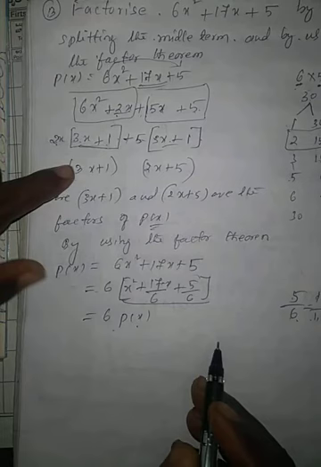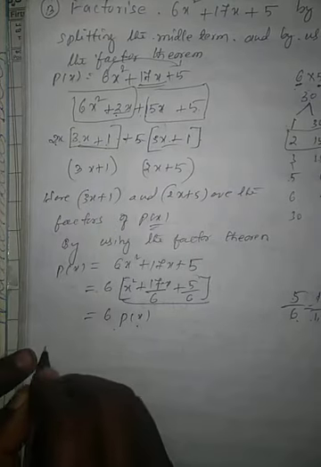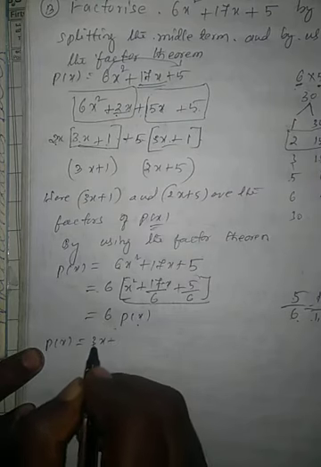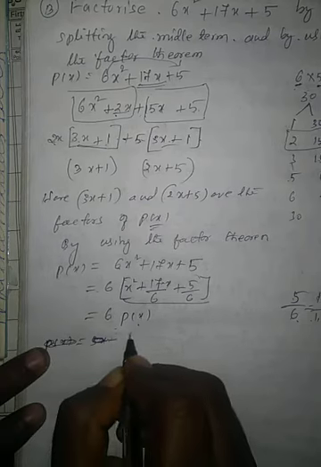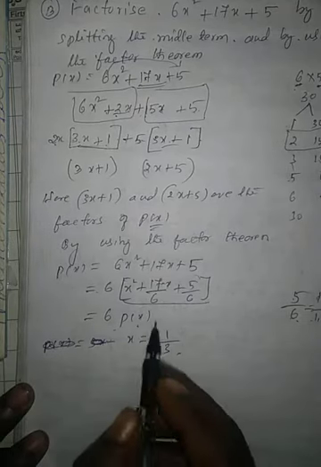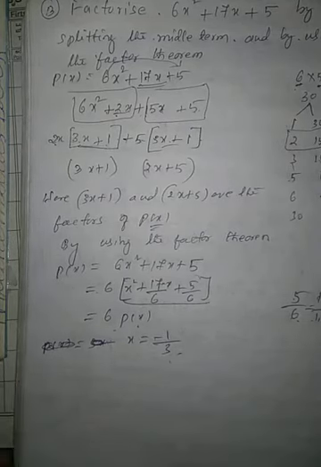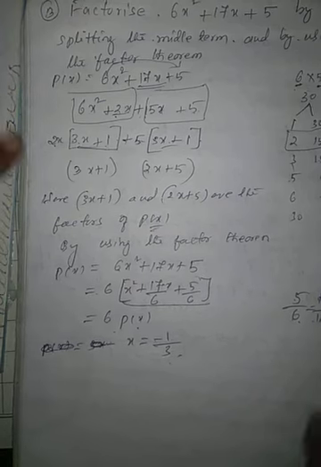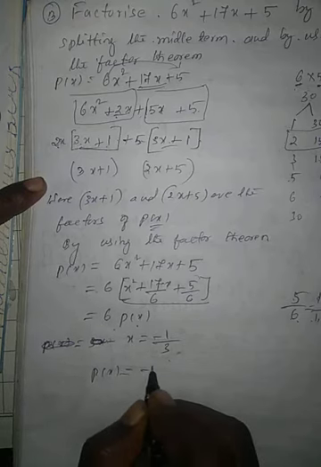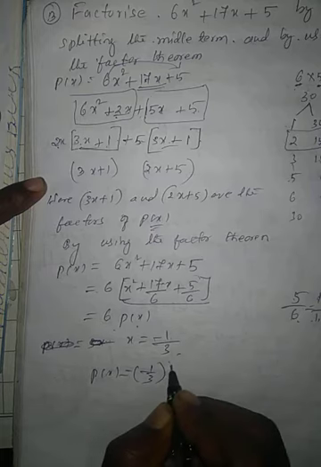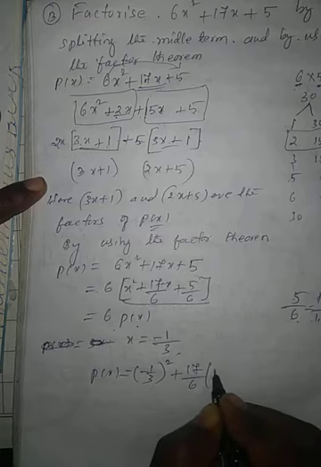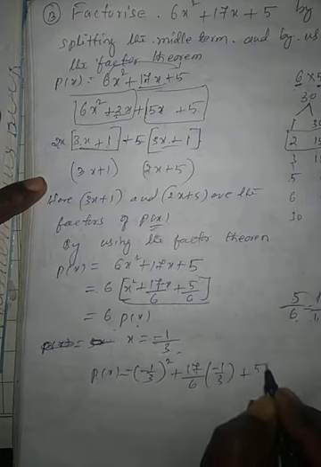Here, you already know the factors are 3x plus 1 and 2x plus 5. Let 3x plus 1 equal to 0, so x is equal to minus 1 by 3. Substitute the value minus 1 by 3 in the given equation: that is, 6 into x squared means minus 1 by 3 whole squared, plus 17 divided by 6 into the value of x, which is minus 1 by 3, plus 5 divided by 6.